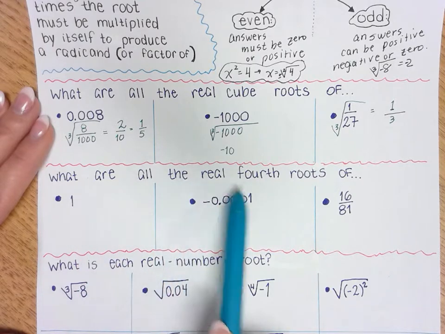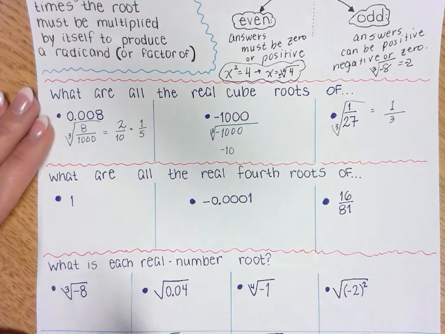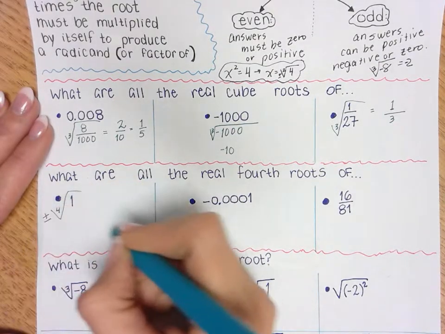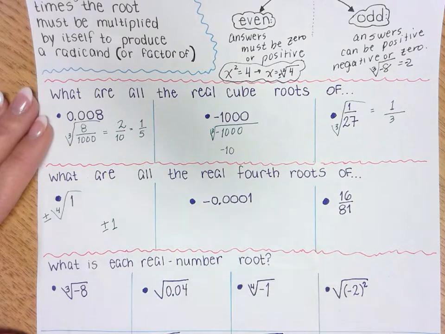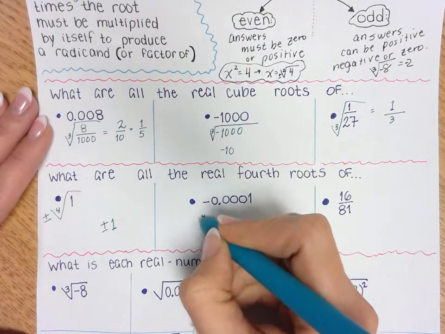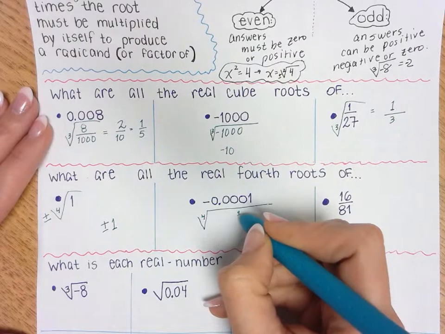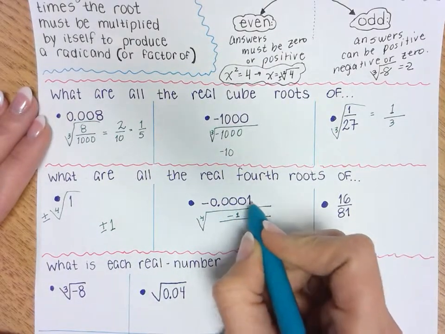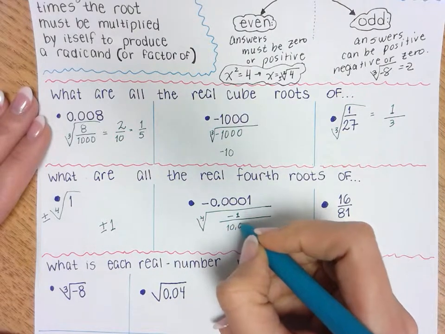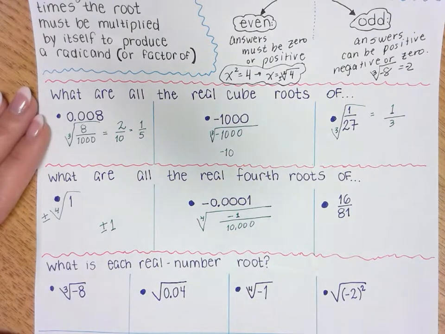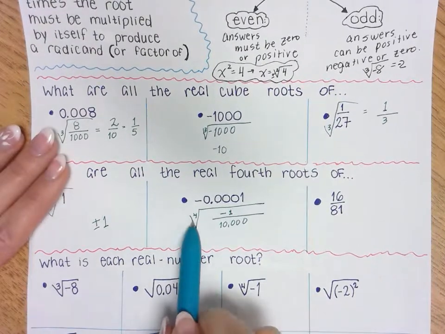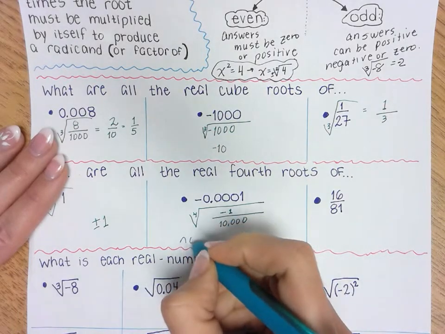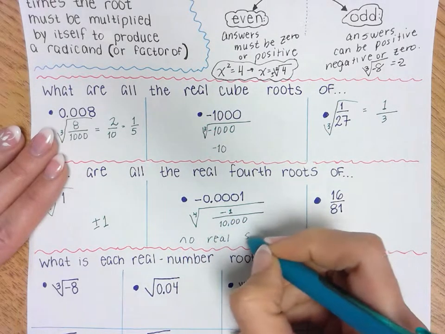What are all the real fourth roots of? What number times itself 4 times is 1? I'm taking the fourth root myself. It's an even root, plus minus. Answer, plus minus 1. Here, fourth root of negative 1 over 10 thousandths. Even if I changed it to a fraction, while that's great and I would be so proud of you, I'd also think you're being silly, because no number times itself an even number of times, 4 times, can possibly be negative. So your answer is no real solution.